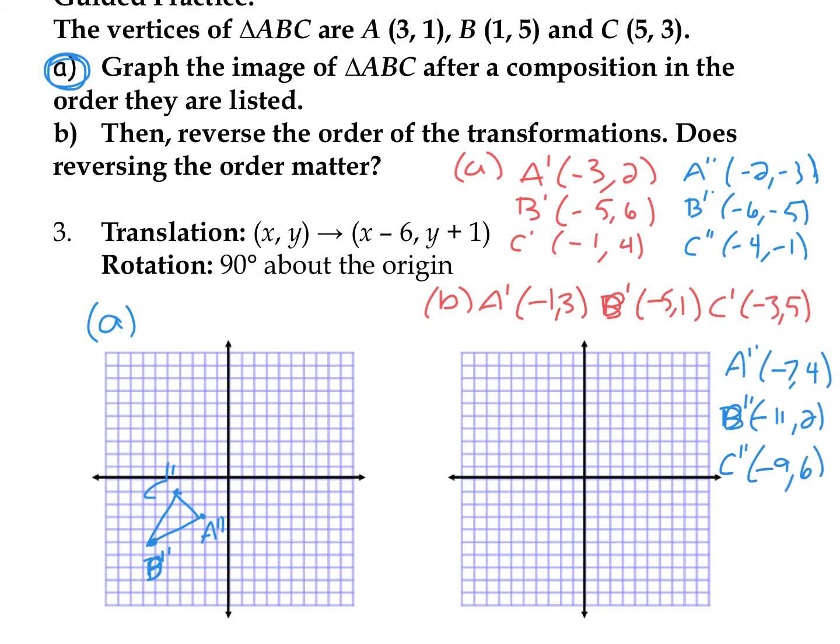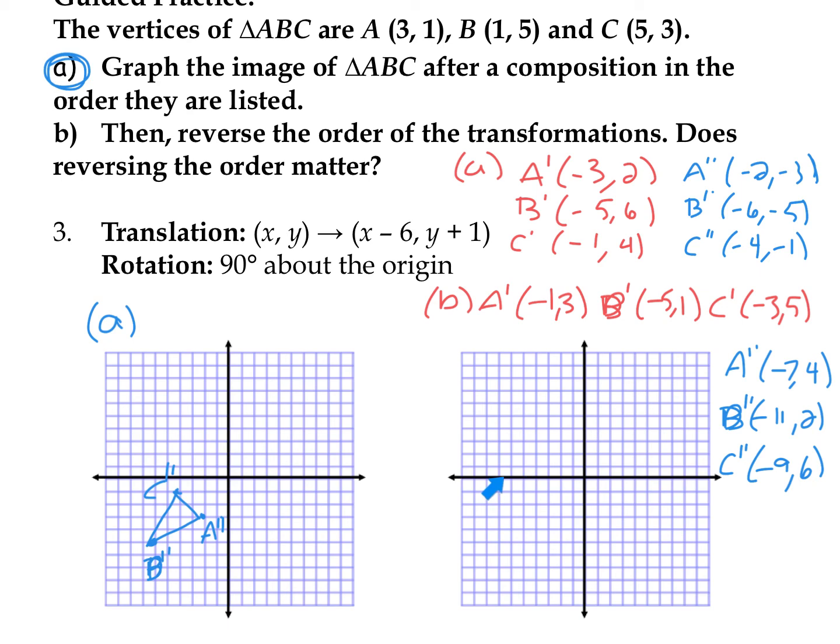So even without graphing, we can see this final image is not going to be the same as the one here. The order matters. When you do a composition, if you're supposed to do a translation, then a rotation, you need to do the translation first, then the rotation. If you switch the order, you are not going to get the same image double prime at the end. So make sure you're paying attention to the order. Does reversing the order matter? It sure does.